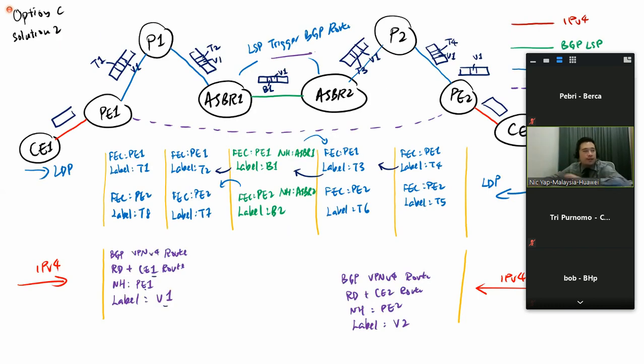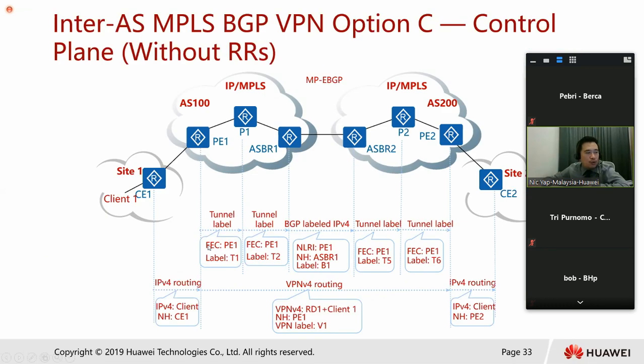Okay, so from here, they're showing you that from the PE1, you can see that all of it is the PE1. The FEC is all the PE1. All right. Okay, so that is on the control plane without route reflectors. With the route reflectors, it will be the same as well.